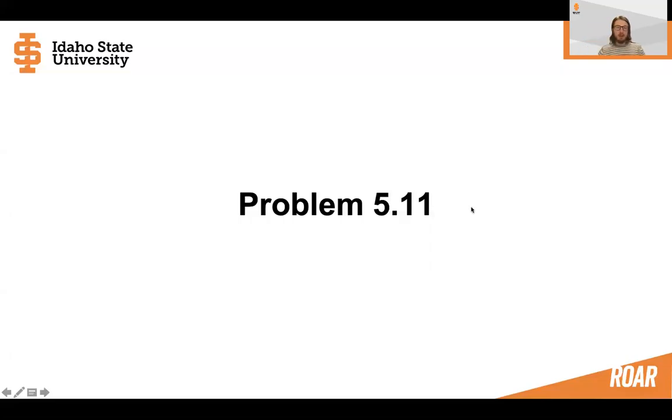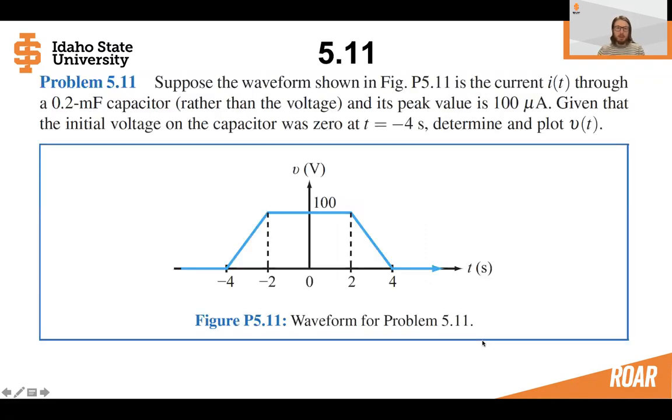Hello, everybody. Now let's take a look at problem 5.11 from the textbook. Problem 5.11 gives a waveform, and we want to consider that this waveform is the current instead of the voltage, going through a 0.2 millifarad capacitor.